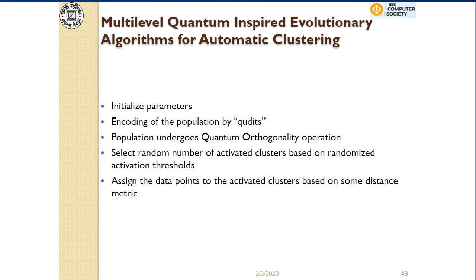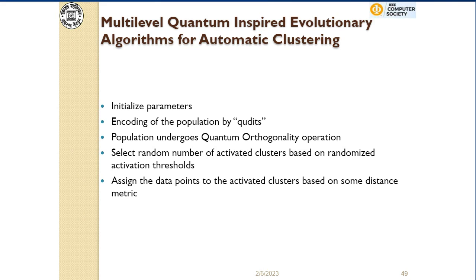Just simple, there are some simple variations. You again initialize the parameters. Now in this case, you encode them as qubits, quite obvious. You again perform the quantum orthogonality, just to ensure that the qubits are valid. And then select a random number of activated clusters based on some random thresholds. Then you go for the clustering process.